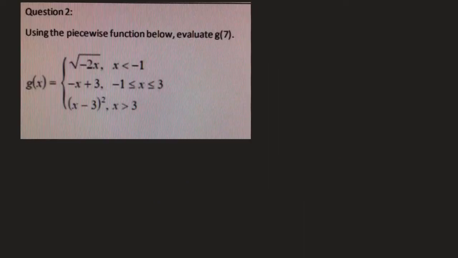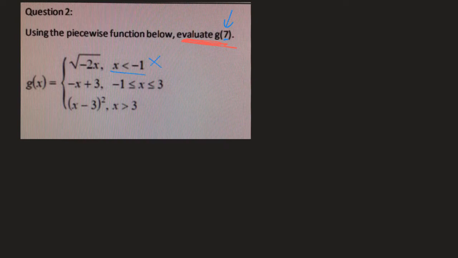All right, question 2 is a piecewise functions question. We were asked to evaluate g of 7, so I just need to figure out what that's equal to. The first step is to take our input, which in this case is 7, and figure out which of these three equations it should go with. So I ask myself first, is 7 less than -1 if I filled it in that first thing, right here?